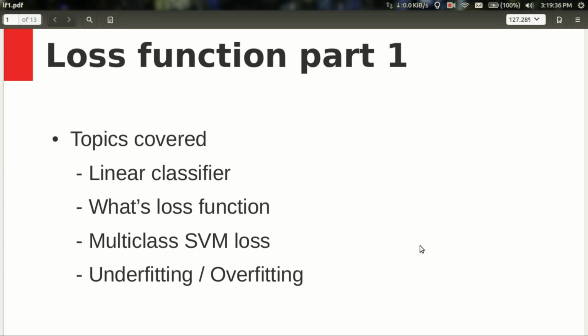So let's get started. In part 1 we'll be talking about linear classifier to give you a more general intuition on why you need loss function, and then we talk more upon loss function, and then we talk about multi-class SVM loss, and then to generalize the discussion we talk about underfitting and overfitting, bias and variance.